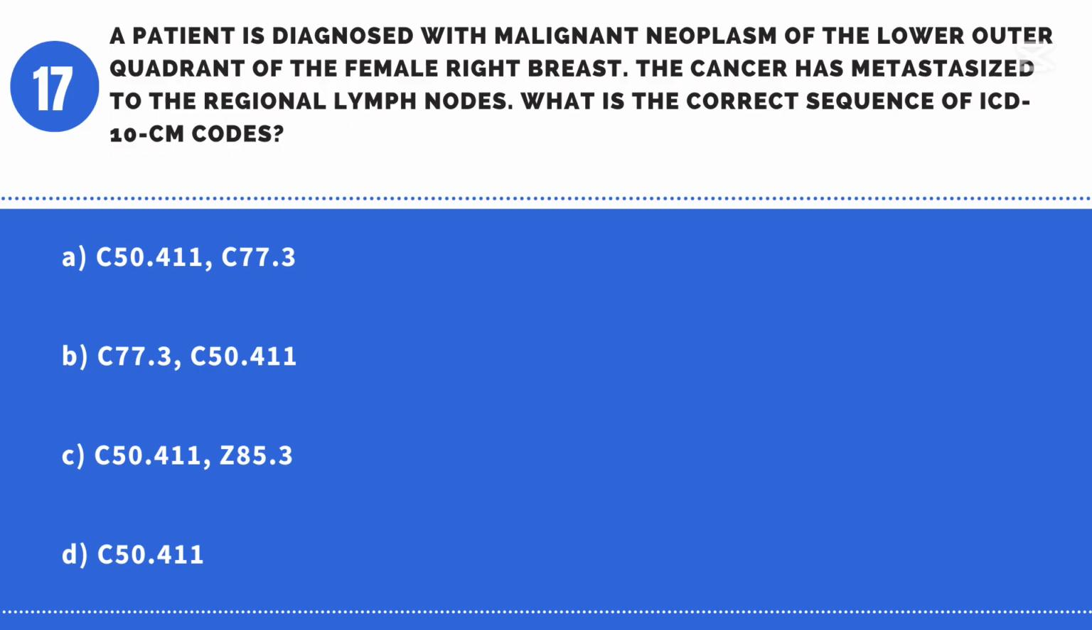Question 17. A patient is diagnosed with malignant neoplasm of the lower outer quadrant of the female right breast. The cancer has metastasized to the regional lymph nodes. What is the correct sequence of ICD-10-CM codes? A. C50.411, C77.3. B. C77.3, C50.411. C. C50.411, Z85.3. D. C50.411.